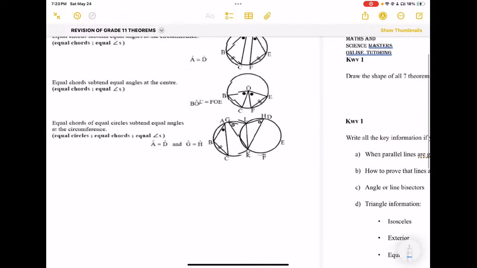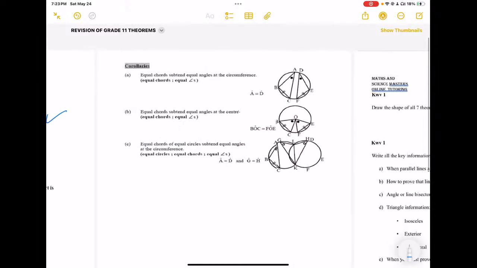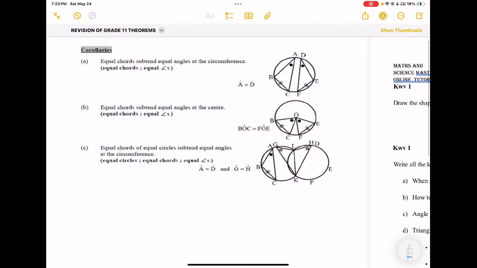And then we've got these corollaries that are also very important, right? That equal chords subtend equal angles at the circumference of the circle if they are on the same circle, right? And then also they will subtend equal angles at the center if they are on the same circle, all right? And then again, equal chords of equal circles. This time is when the two circles are equal. And how do we know that the two circles are equal? Because their diameters are equal, right?